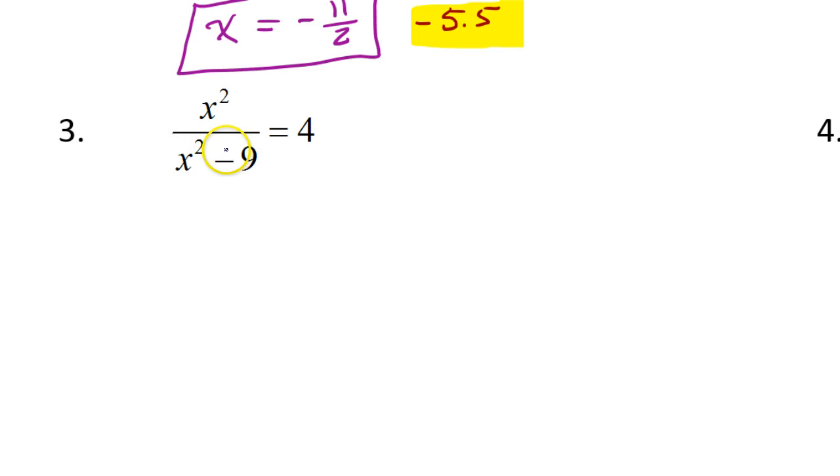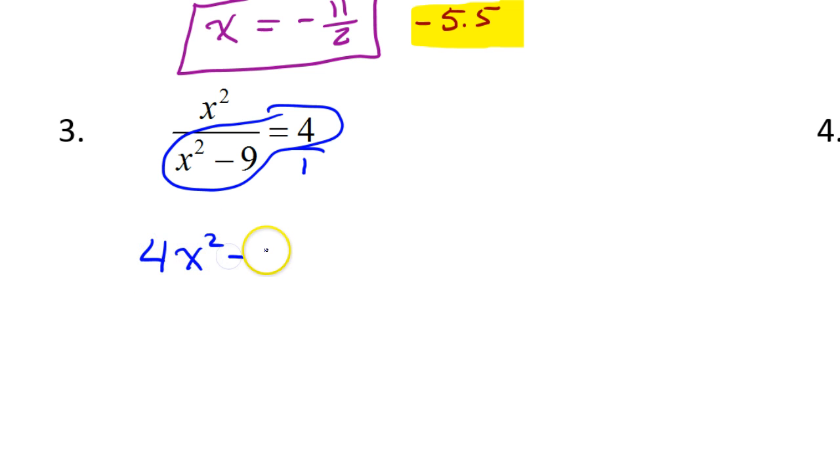Alright, look at number 3. Again, I can just cross multiply for this one. So I'll get one equation by multiplying this diagonal. So that's going to give me 4x squared minus 36. I went ahead and just did the distributive property. And then 1 times x squared is x squared. Okay, so I cross multiplied.